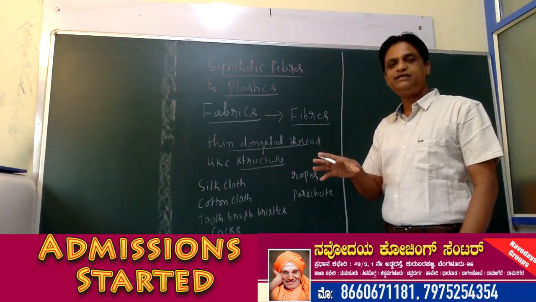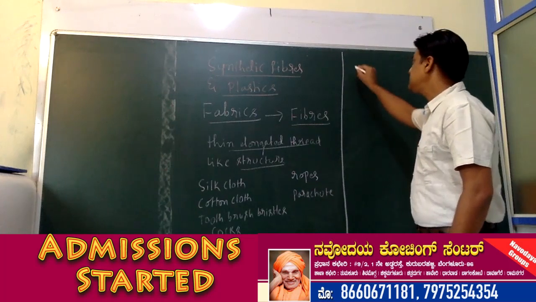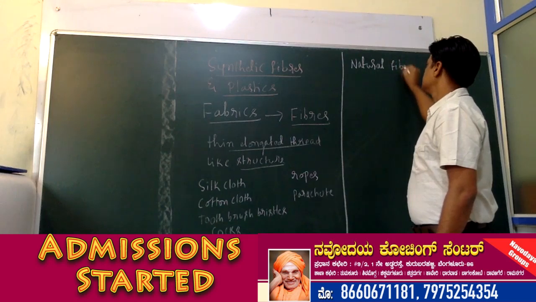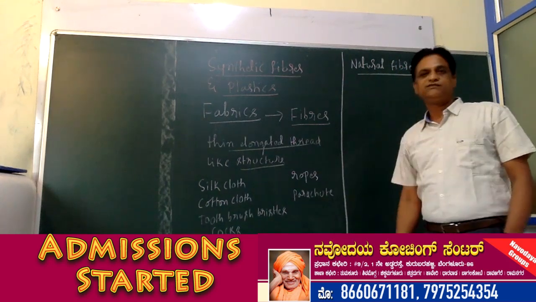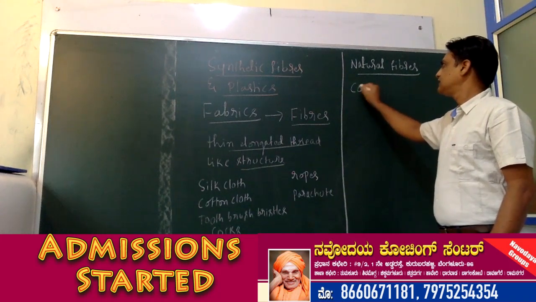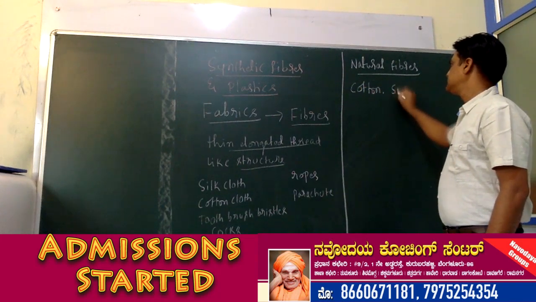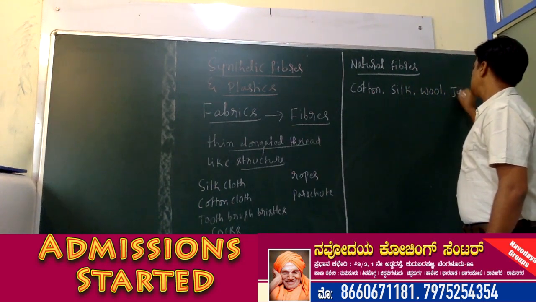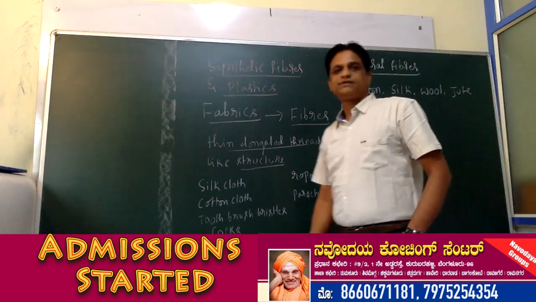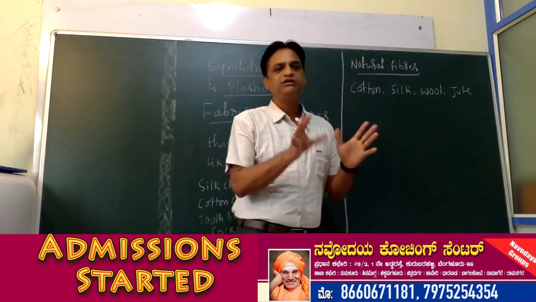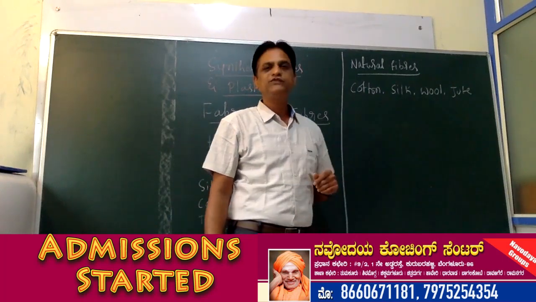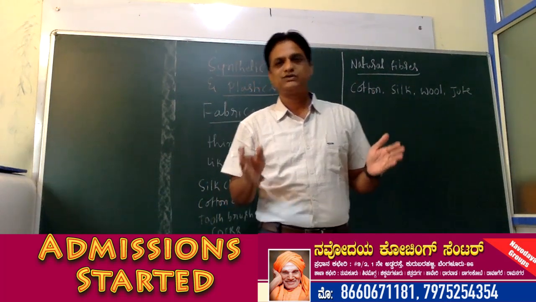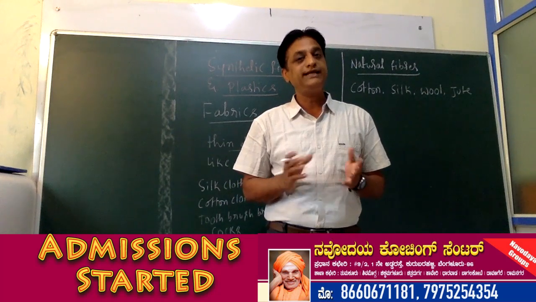See, some materials, they are made up of natural fibers. For example, if you take cotton, silk, wool, jute. See, from these materials it is possible to get fibers, and those fibers, they are called as natural fibers. Okay, so natural fibers, they are available in nature.